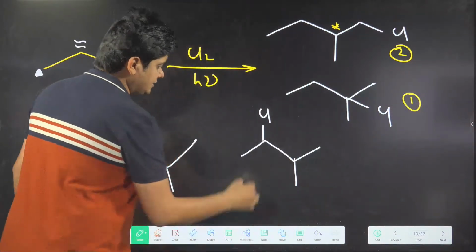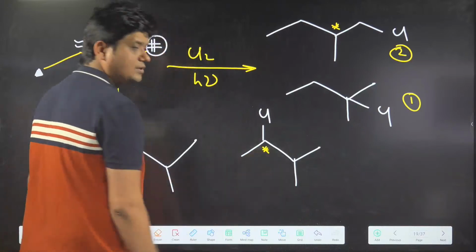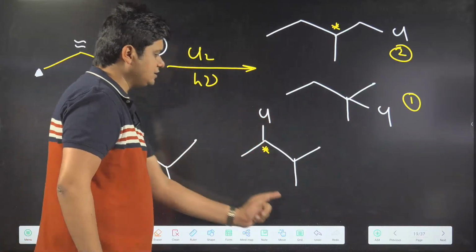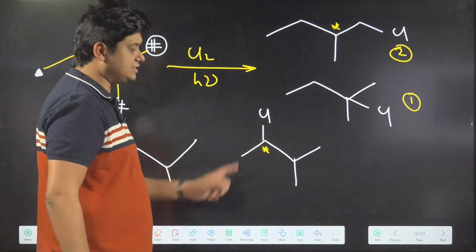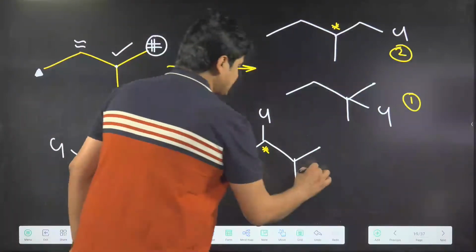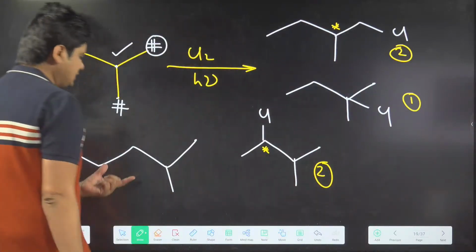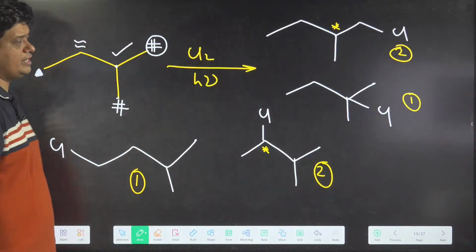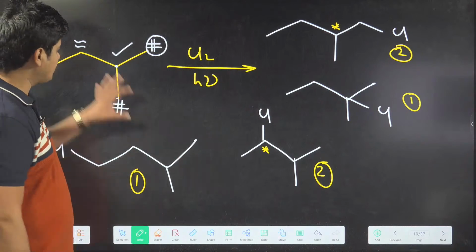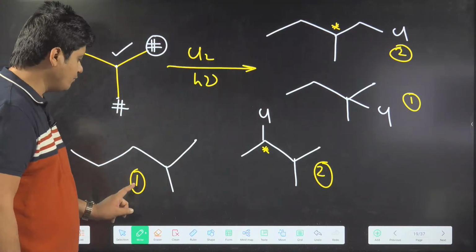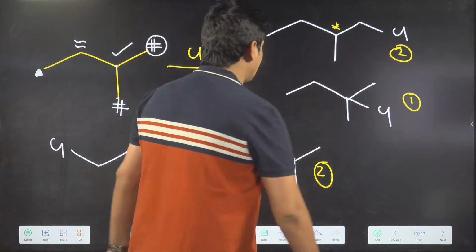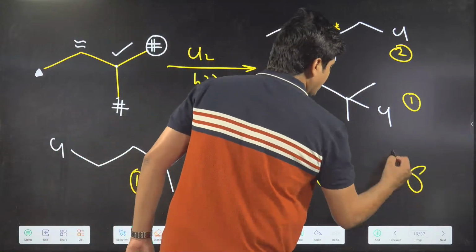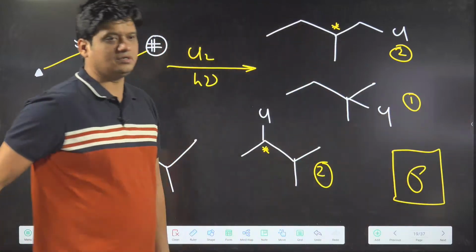In this case, this is a chiral center. CH3, Cl, this entire group and hydrogen, all 4 are different. This is a chiral center, which means it has 2 possibilities. In this case, no chiral center, so only one possibility. So how many monochloro products are formed? For this isopentane, 1 plus 2, 3 plus 3, total 6 monochloro products are formed.